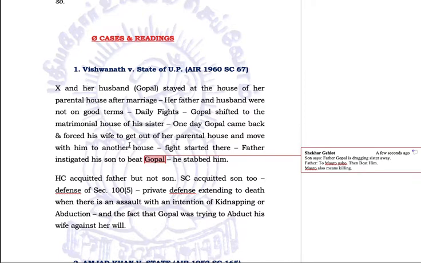When there is a threat of kidnapping, when X, his sister, is being kidnapped by her husband against her will, then this is a case of abduction, and Gopal was trying to abduct his wife against her will. And in this case, the right to private defense extends to killing as well. So he killed. Okay.